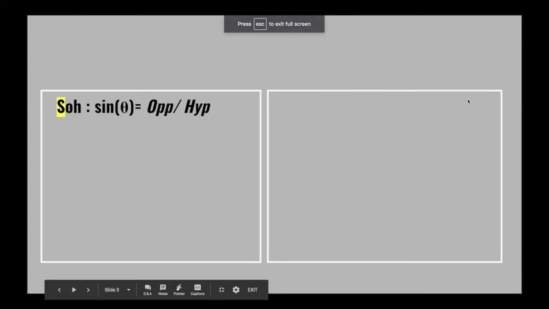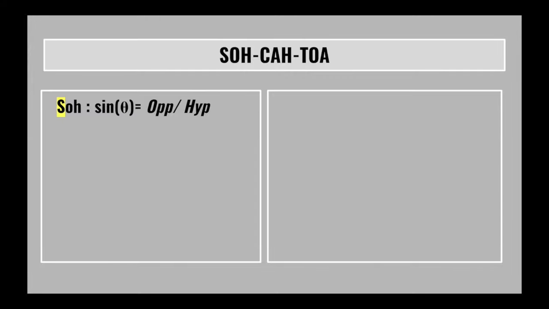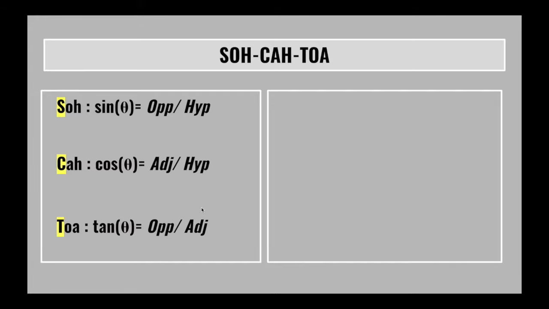To elaborate more on what these functions mean, we must remember the phrase SOHCAHTOA. With this phrase, you will be able to memorize the meaning of the functions easier. First, we have SO, representing sine. We can see that the O and the H represents opposite over hypotenuse. This goes for the other two. CA represents cosine. With the A and the H, it represents adjacent over hypotenuse. Same goes with TOA. TOA represents tangent, which means that the O and the A represents opposite over adjacent.